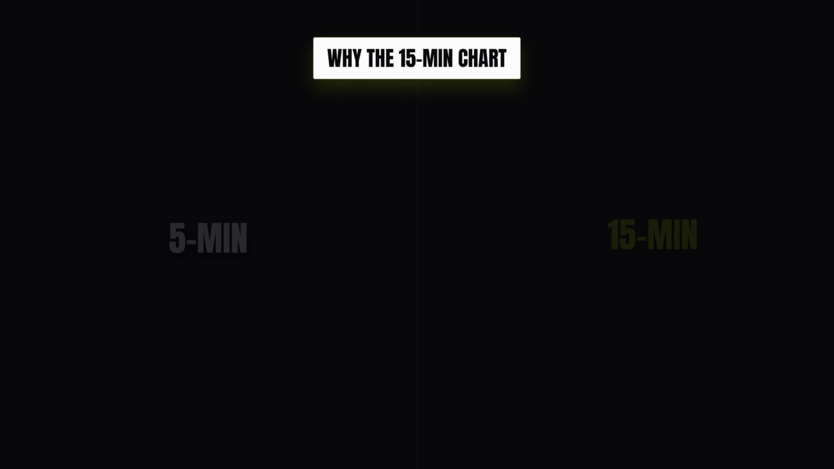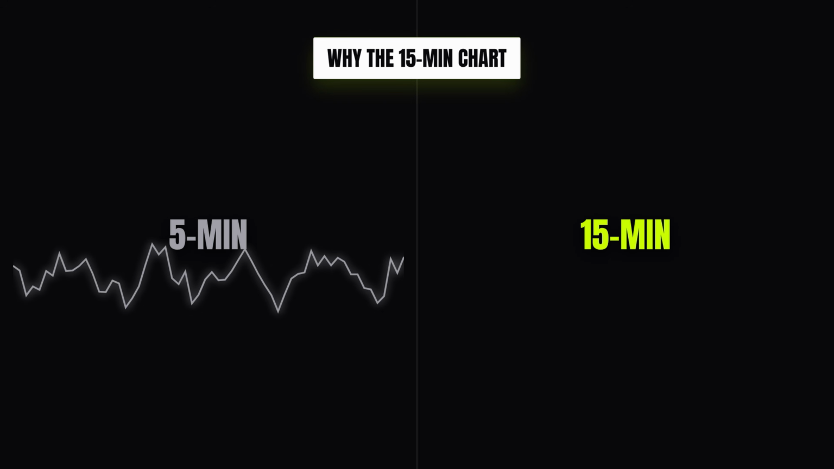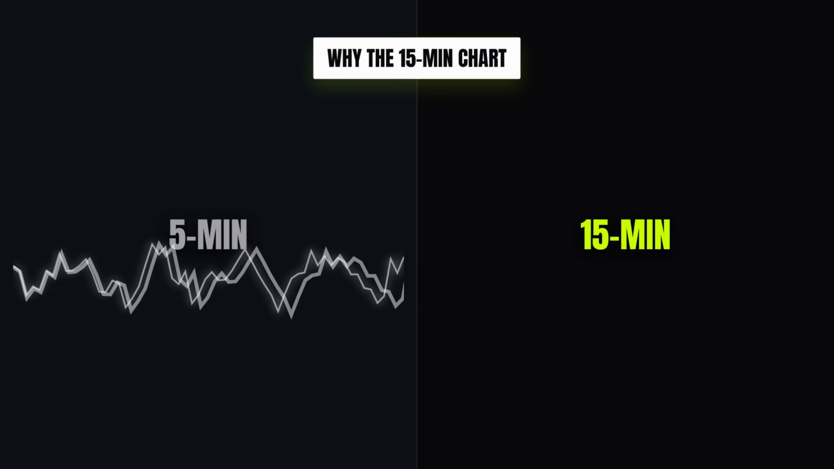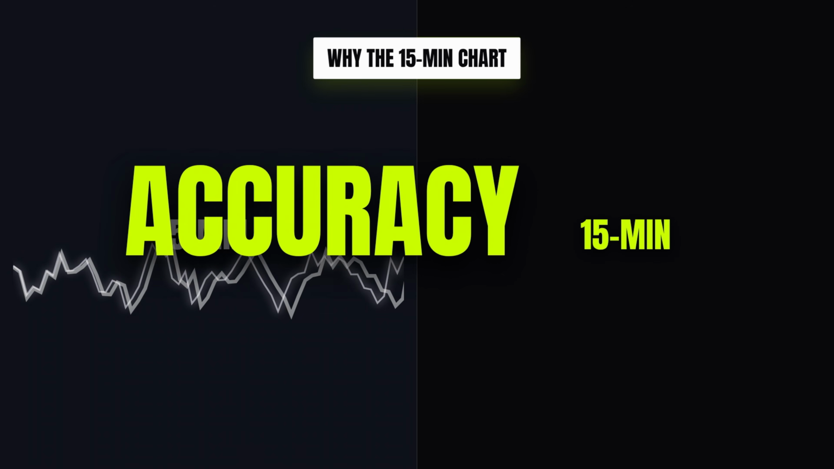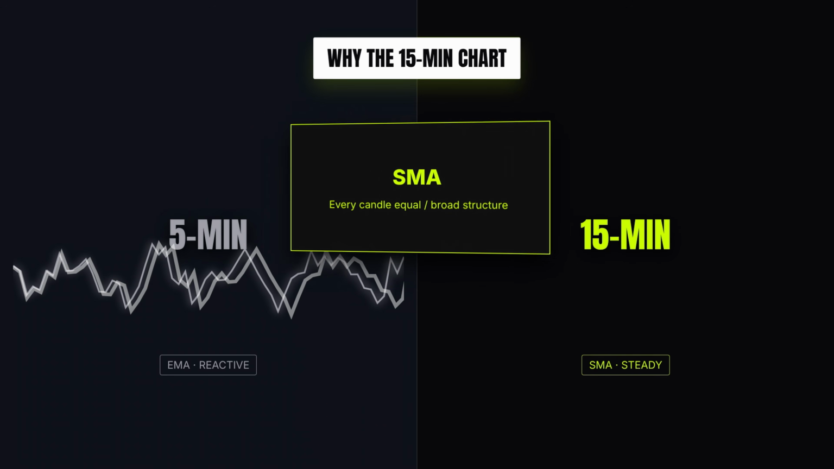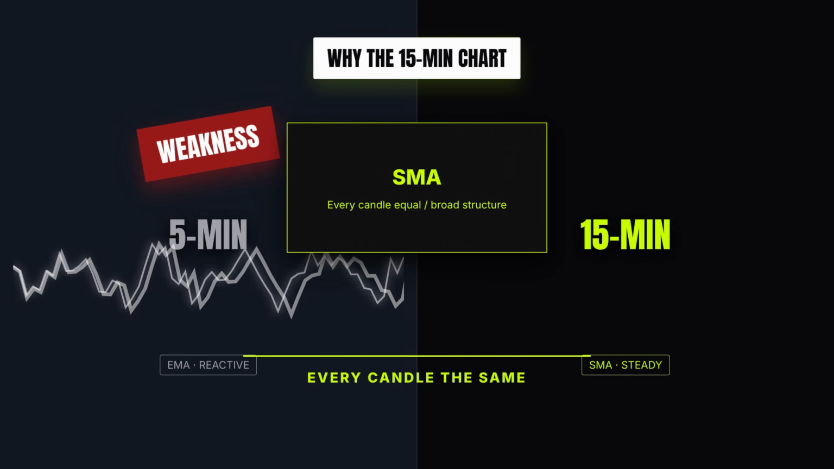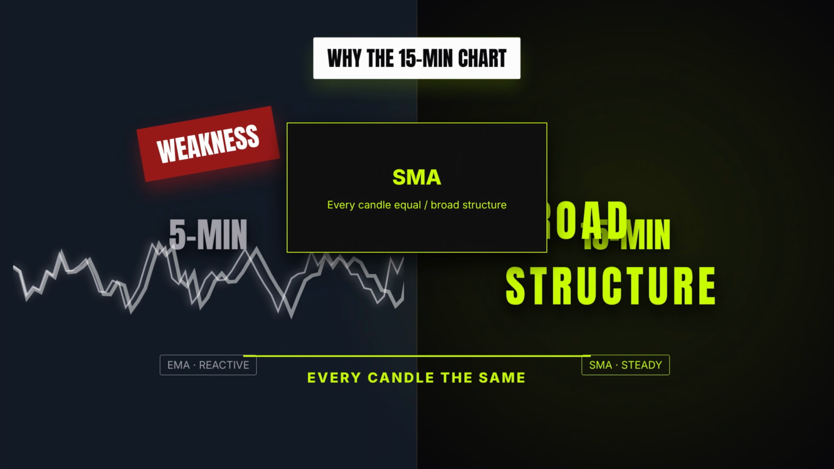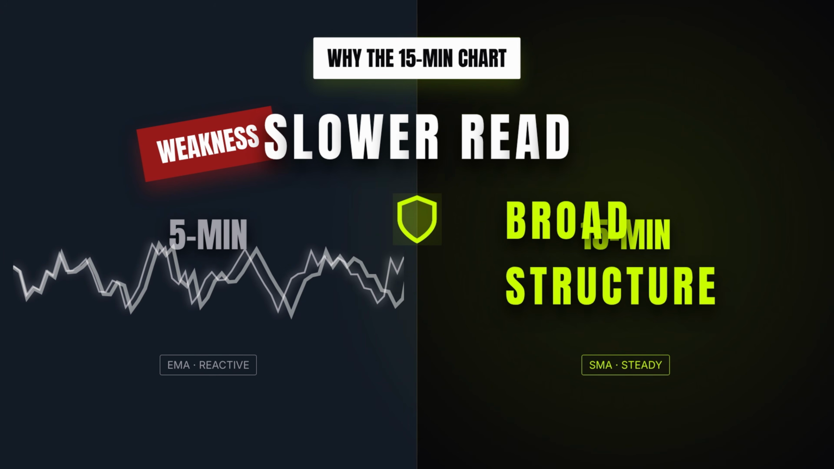We're going back to the simple moving average here, and here's why. On the 15-minute chart, you don't need the same type of speed as we needed with the 5-minute chart. You need accuracy, and the simple moving average is going to filter a lot of that noise a lot better than the exponential moving average. The simple moving average treats every candle the same. On the 5-minute chart, that's a weakness, but on the 15-minute chart, you want that broad structure to understand what's happening. That slower read is going to keep you out of a lot of bad trades.